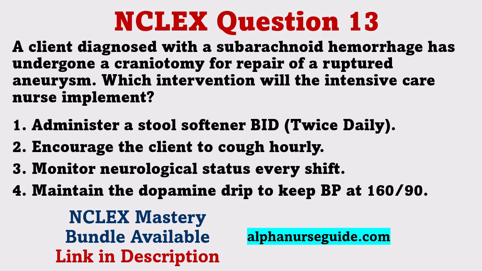A client diagnosed with a subarachnoid hemorrhage has undergone a craniotomy for repair of a ruptured aneurysm. Which intervention will the intensive care nurse implement? 1. Administer a stool softener, BID. 2. Encourage the client to cough hourly. 3. Monitor neurological status every shift. 4. Maintain the dopamine drip to keep blood pressure at 160/90.